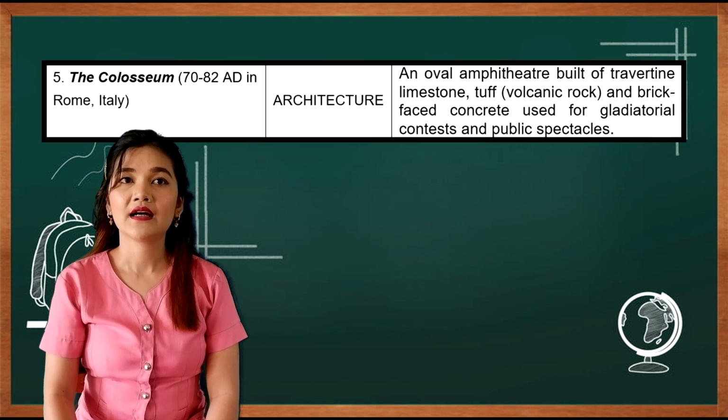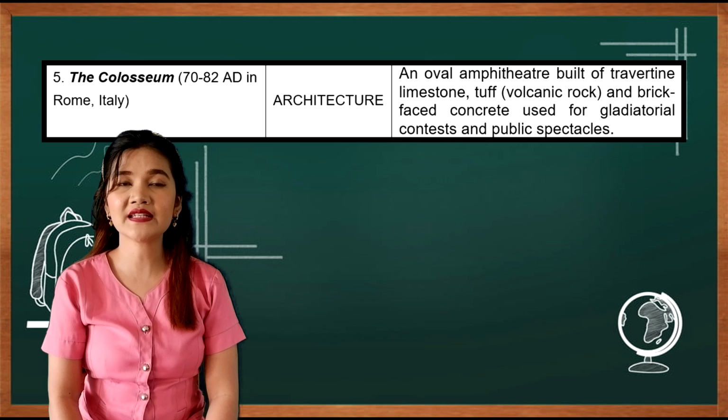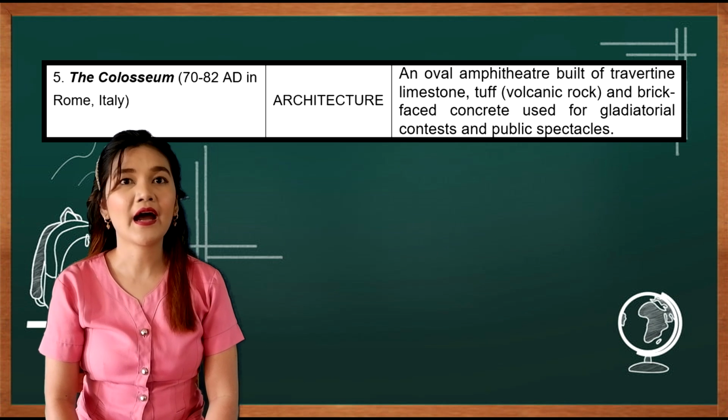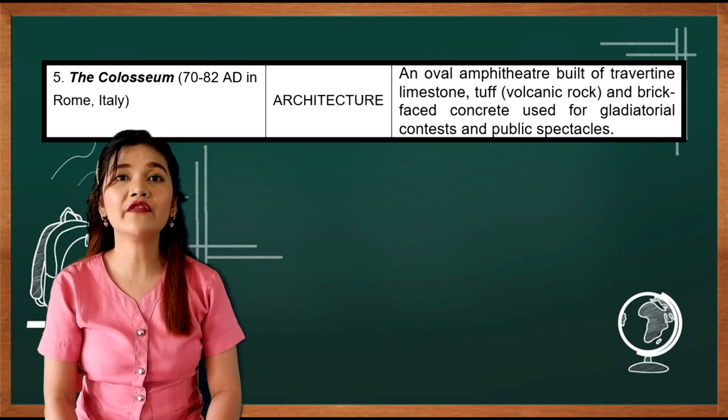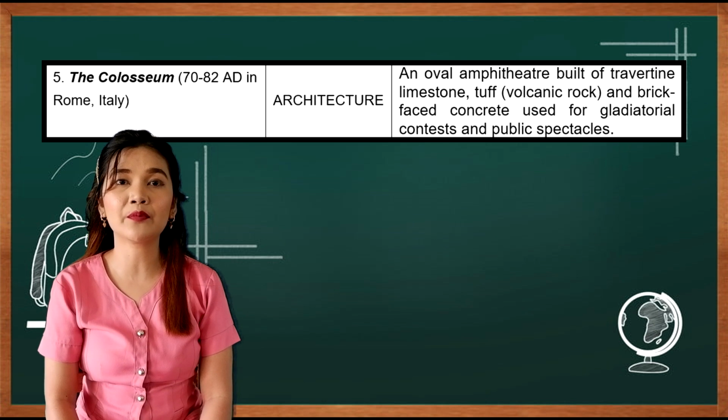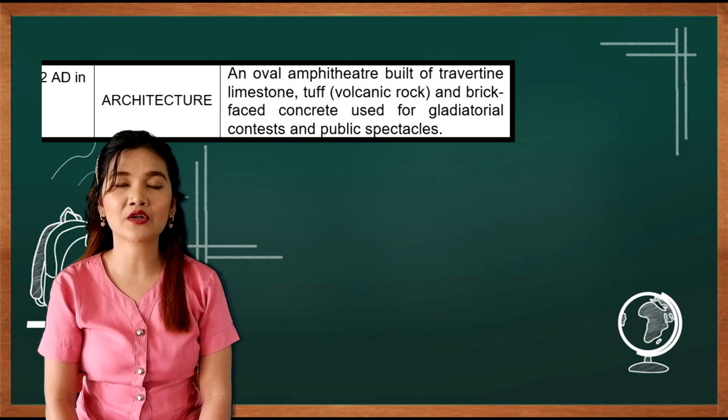Number 5. The Colosseum. 70 to 82 AD in Rome, Italy. Art form, architecture. An oval amphitheater built of travertine limestone, tough volcanic rock, and brick-faced concrete used for gladiatorial contests and public spectacles.